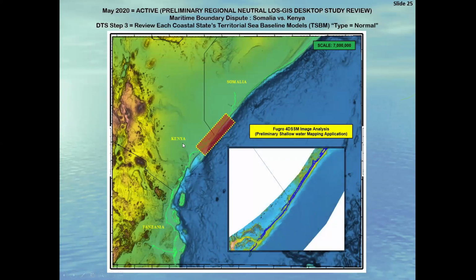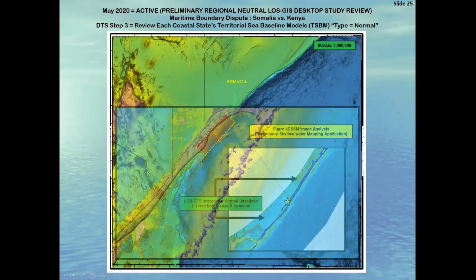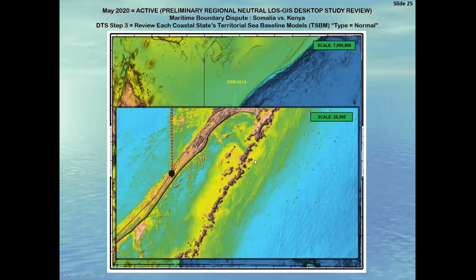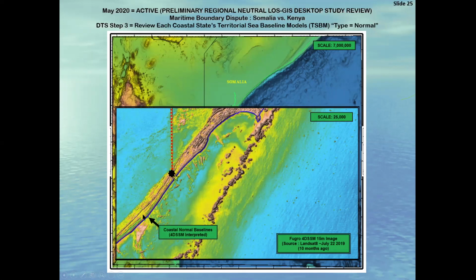So what do we do? Well, this is something new that we have developed. It is using satellite imagery for preliminary shallow water mapping. In this case, neither Somalia nor Kenya have published normal baselines. So from all these diagrams and from this image here at 25,000 scale, you'll see the land terminus, the boundary pillar, is down in here. Using normal baselines and these figures, we have interpreted this present-day satellite image from 10 months ago and mapped the normal baseline. That's the low water line. So this is the first time we're looking at the land terminus point.